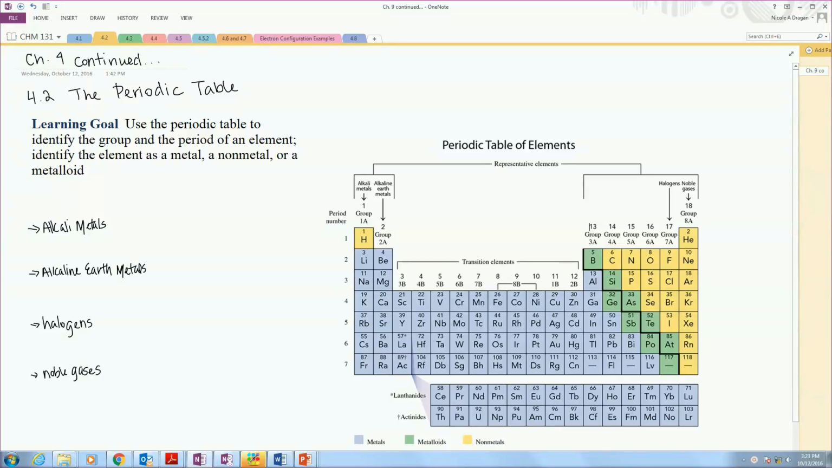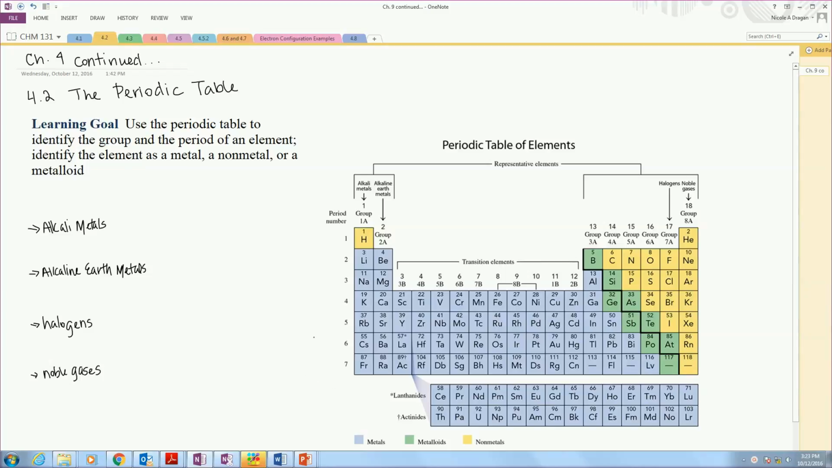The next section in chapter 4 is 4.2, the periodic table. So the overall goal of this is to be able to use the periodic table to identify certain things about an element. The group, the period, and whether it's a metal, a non-metal, or a metalloid.